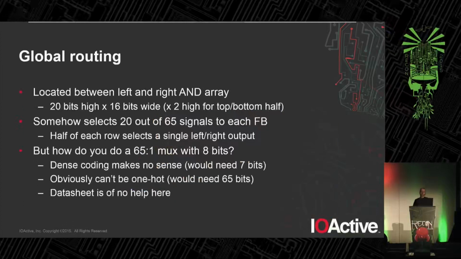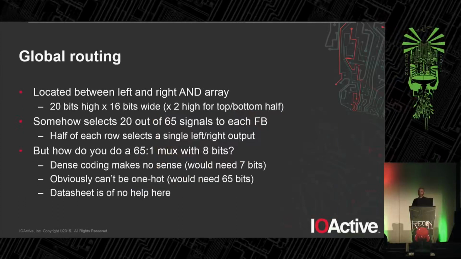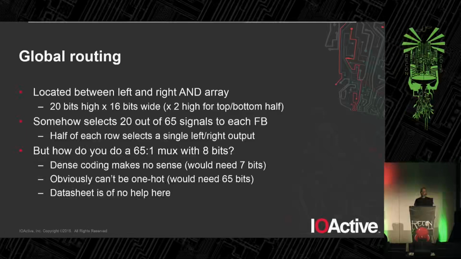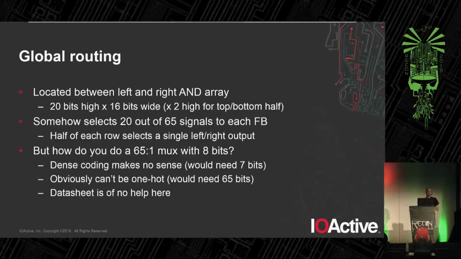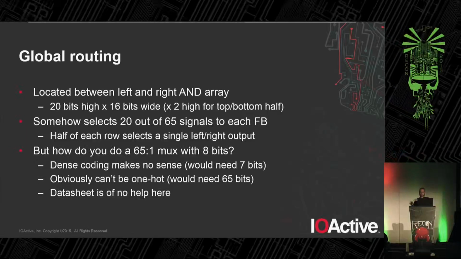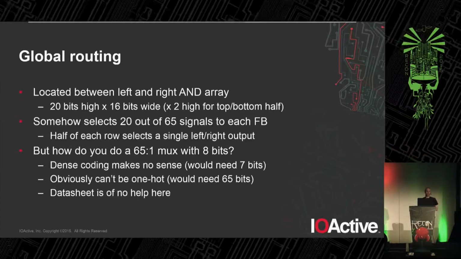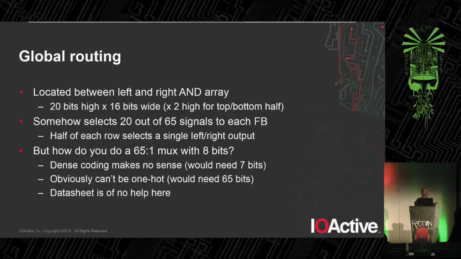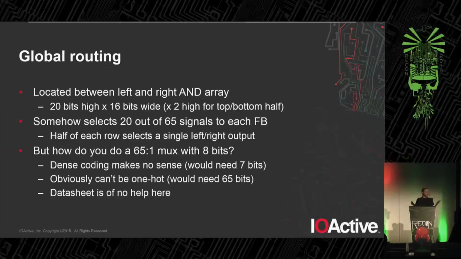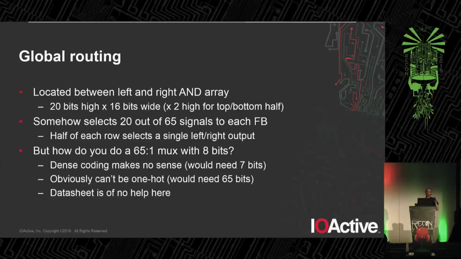So now we'll get to the global routing. We know between the left and the right halves of the AND array, there is something. We know that it is 20 configuration bits high for each half. We know it's 16 bits wide. We don't know anything more than that. The datasheet has about 2 sentences that talk about the global routing. So we have no idea whatsoever how it works.